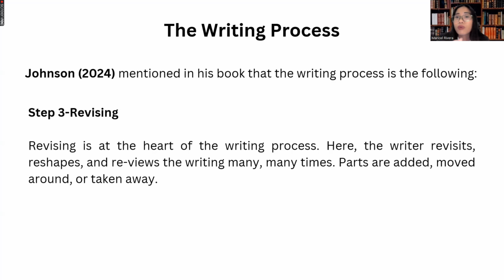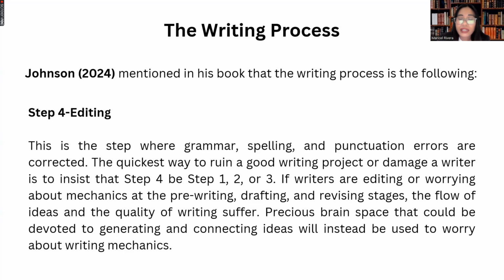Read it. Now parts can be added, parts can be moved around, or you can delete them if you think they're not necessary anymore, or if they do not make any sense. That's revising. Step 4 is editing. In editing, this is now where you worry about the grammar. So you reread, you revisit your entire literary piece and check for grammar, spelling, and punctuation errors. Make sure you are able to correct all these, if you can spot errors.